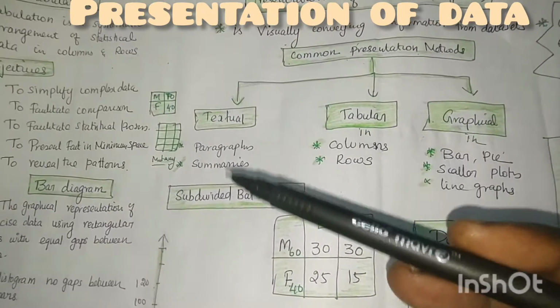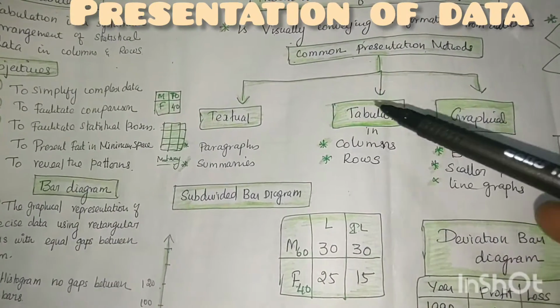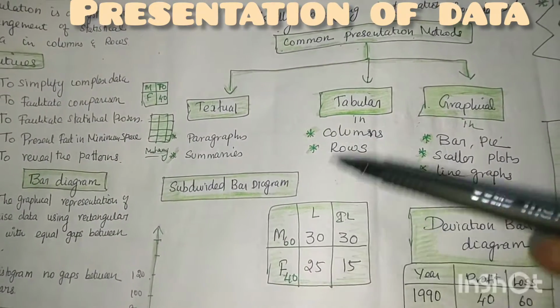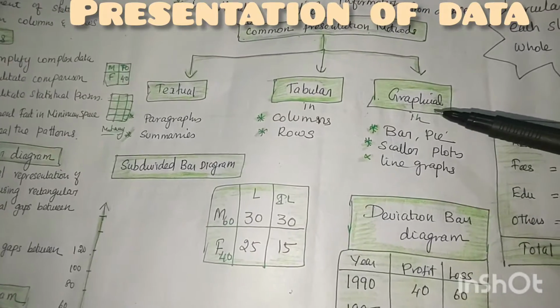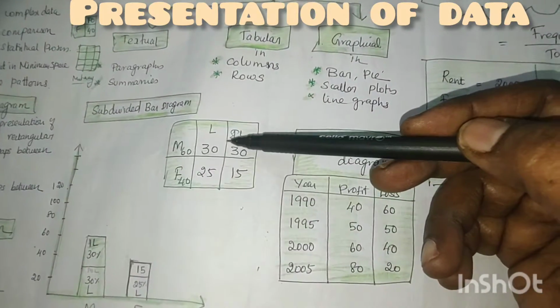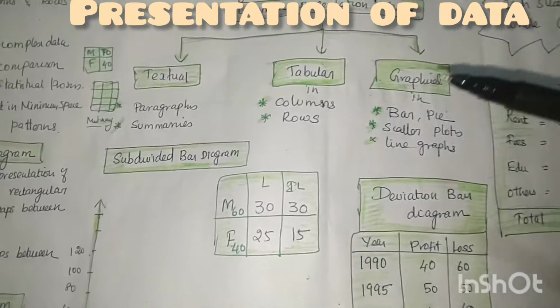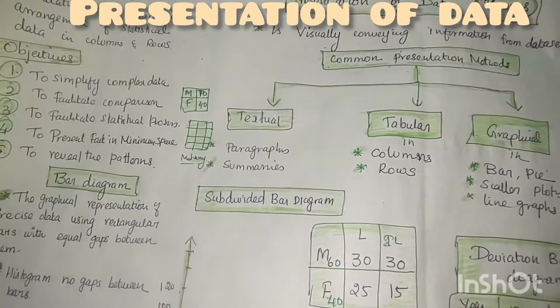The first thing, these textual data are arranged in a tabular form. Tables. What are tables? Rows and columns. In the tables, the data has been arranged. What is called a graph? A graph is a picture. Now the table is arranged, and the table is converted into the graph.